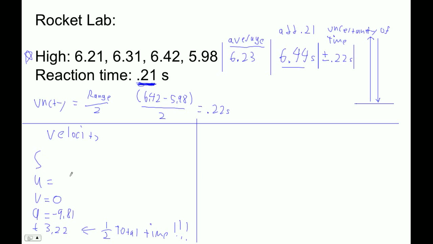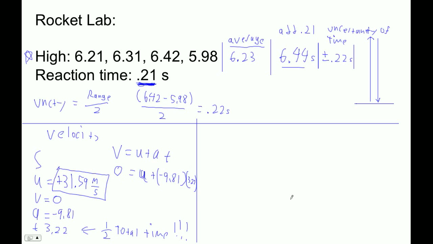It's basically 3.22 times 9.81. If you want a formula, the formula I'm using is v equals u plus at. So 0 equals u plus negative 9.81 times 3.22. And the answer I'm getting is 31.5882. So I'm going to say it's 31.59 meters per second. Okay, so that's my velocity.